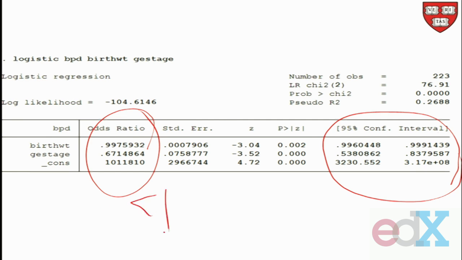So that means that they're protective. Same thing as before. Either a negative beta or an odds ratio less than 1 tells you that it's protective. So birth weight is protective, gestational age is protective.